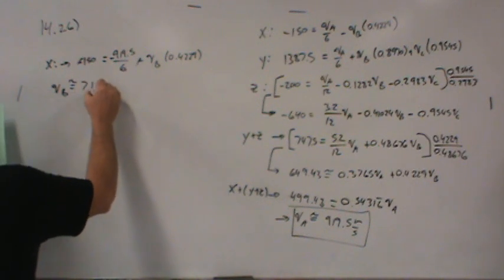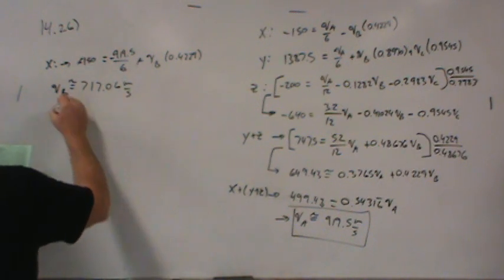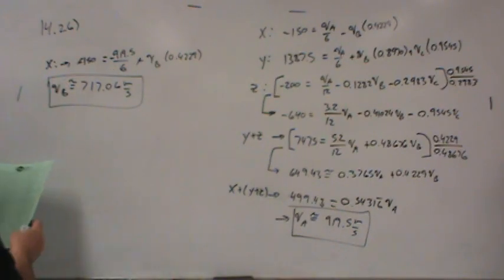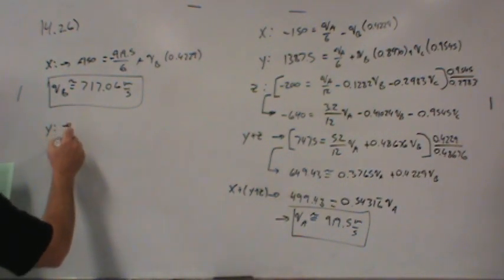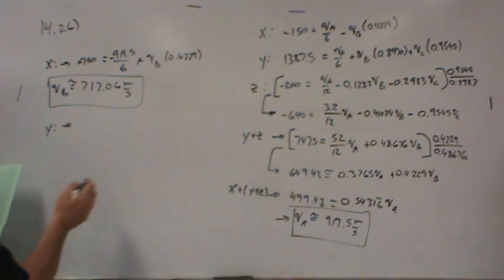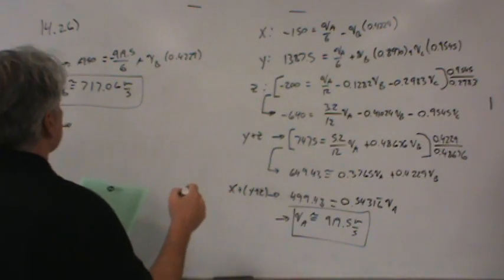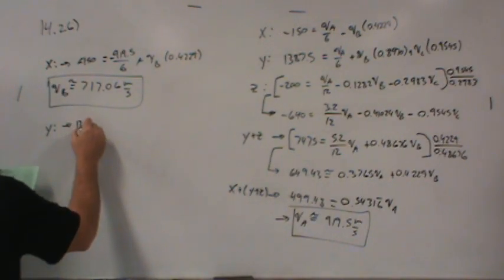It's 717.06 meters per second. And now that we have the velocity of A and the velocity of B, we can use, say, the Y equation if you like. It really doesn't matter at this point, to solve for the velocity of C. So that's, well, let's see. Let's just write it down.